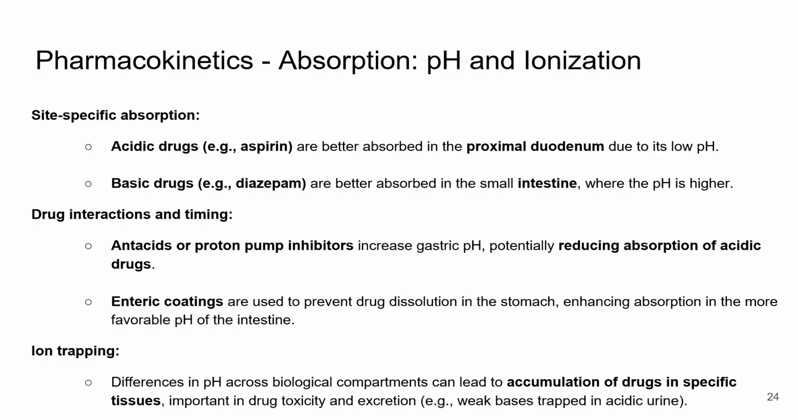So on this slide, we're understanding where a drug is absorbed matters. First, looking at site-specific absorption. Acidic drugs such as aspirin will be better absorbed where the environment in the body is relatively acidic, for example, the proximal duodenum. And basic drugs, an example is diazepam, are better absorbed in the small intestine where the pH is higher or more basic. And the reason for this is what we call ionization.